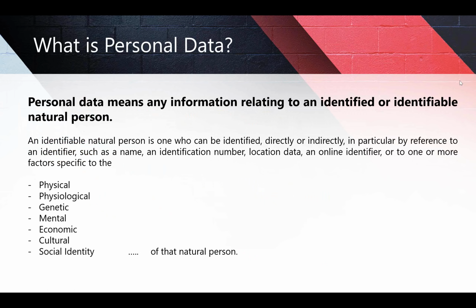Yeah, so here we have the personal data definition. GDPR says personal data means any information relating to an identified or identifiable natural person. There are 4 building blocks in this definition. Any information is one building block, relating to is the second, identified or identifiable is the third, and natural person is the fourth. Let's talk about those building blocks to understand what is personal data.